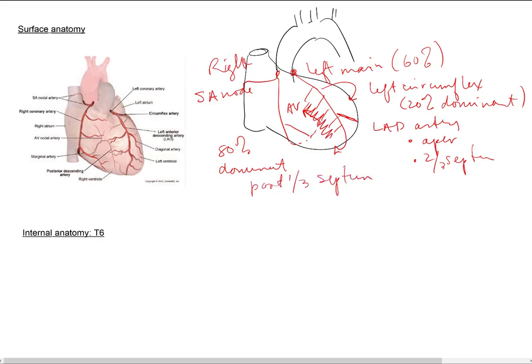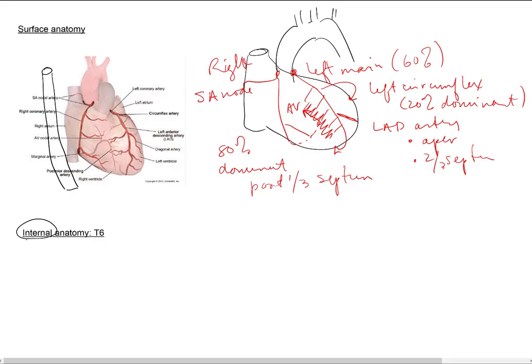So surface anatomy of the heart is a great way to think about blood supply. The next important image here is to imagine where the esophagus runs, because the esophagus is going to allow us to do echocardiography with minimal amounts of tissue interference. And so that's how we're going to think now about the internal structure of the heart.